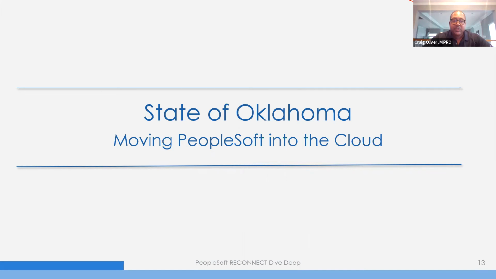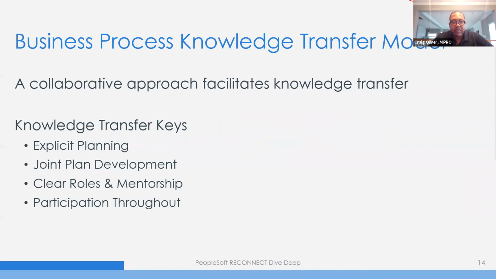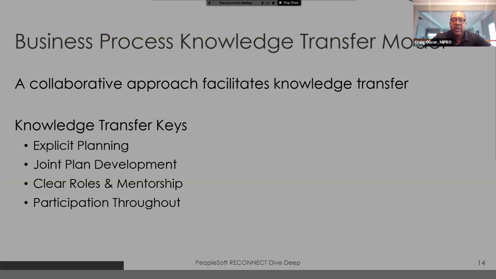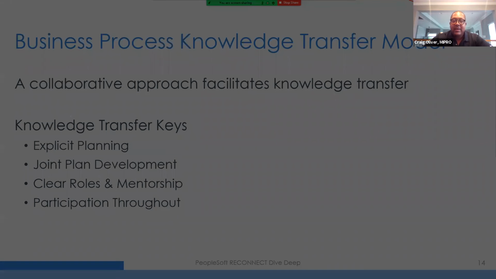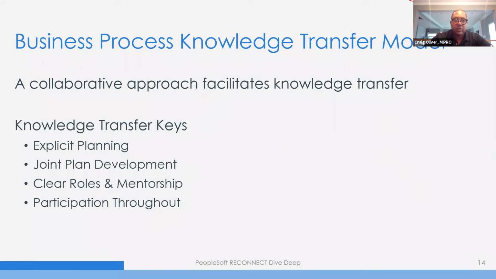So I'm very happy to see the state of Oklahoma mature the way that they have, and we're going to show a few examples of how they went about doing it, why they did it, and what the outcomes are going to be for the future. Rob, can you go to the next slide, please? So when you look at taking on a project of this nature, obviously there's a lot that goes into it. And we talk about business process and the knowledge transfer model. It was truly a collaborative effort when we started with the state of Oklahoma to begin to look at the transition to moving to OCI.